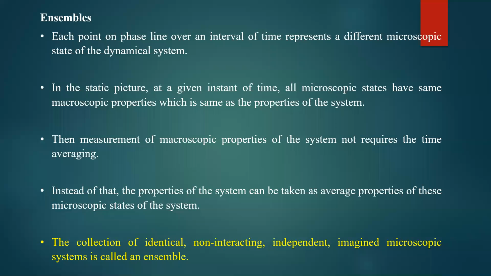Non-interacting: there should not be interaction from one ensemble to another ensemble. There should not be much interaction from one molecule to another molecule. They should be independent, and imaginary. It is imaginary, which means you have to consider the system as a group of ensembles. That is what I want to say. So that is the definition and the meaning of ensemble. An ensemble is a microscopic system in the larger system.